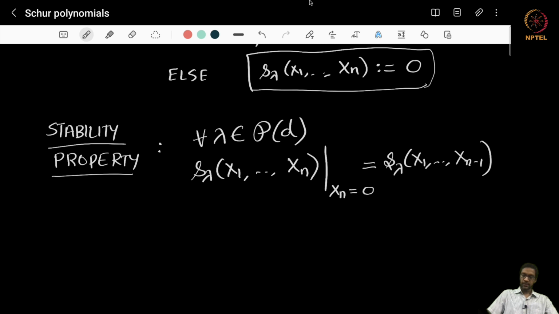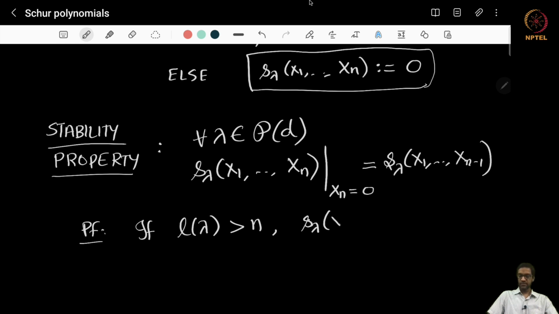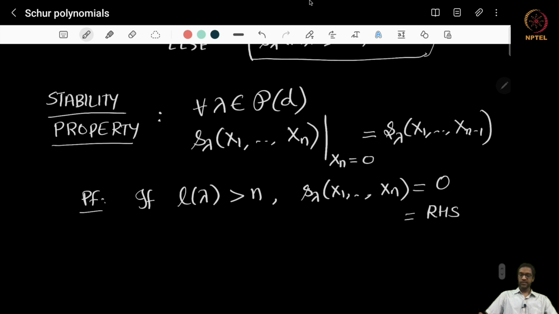So observe that proof. If the length of lambda is strictly greater than n, then it's clear that the left hand side, the Schur function, without even putting xn equal to 0, is of course itself 0. Then S lambda itself is 0, and of course also equal to the Schur function in n minus 1 variables. So this is also equal to the right hand side. So of course both sides are equal.